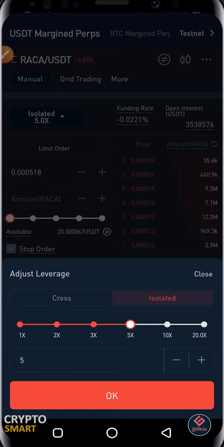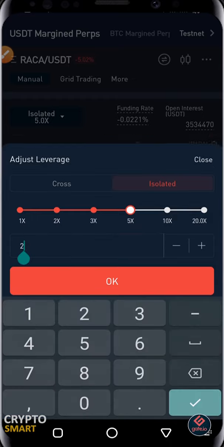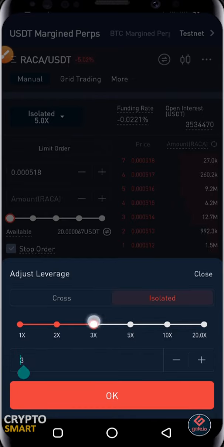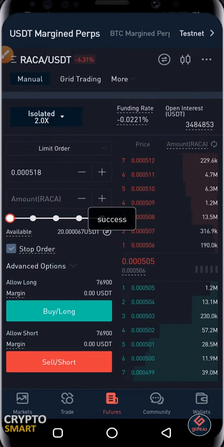But also notice that you must be mindful of the leverage that you use. The leverage goes from 1x up to 20x. I think Binance has up to 50x. You can use this plus to increase it to 6x, or you can type it straight, or you can drag it. But in this case you are just using 2x. So I hit okay.